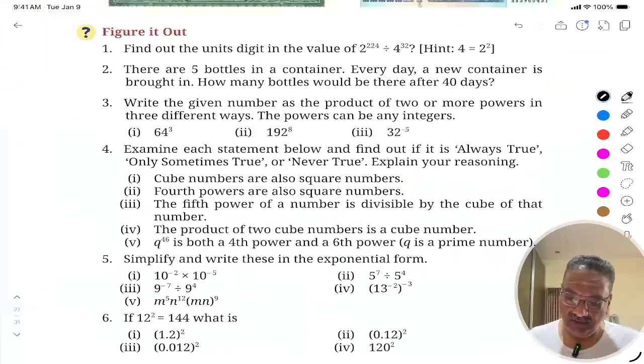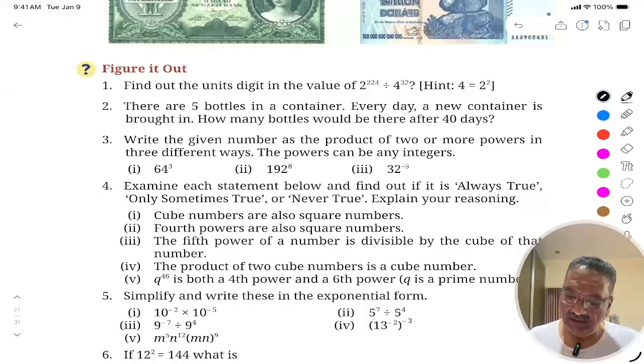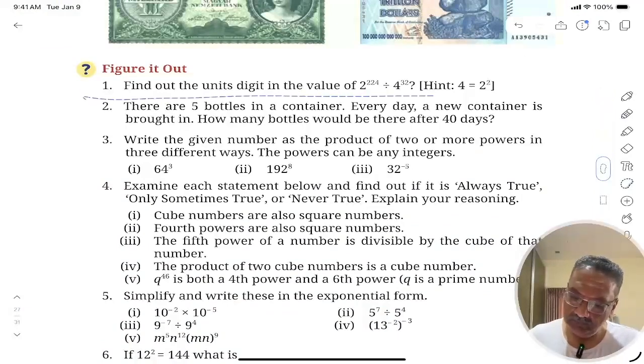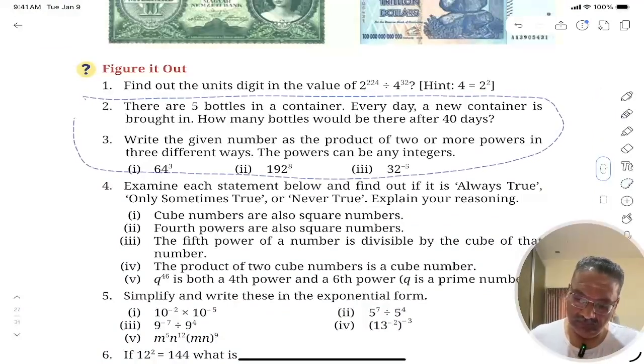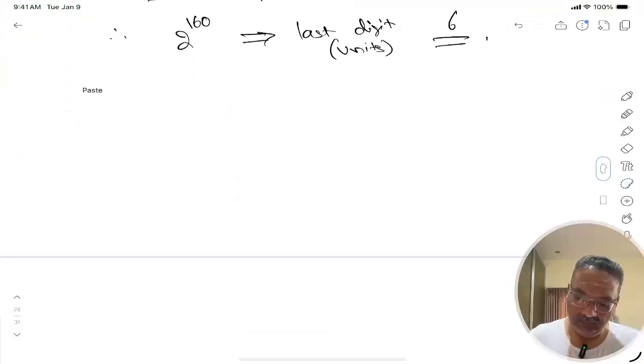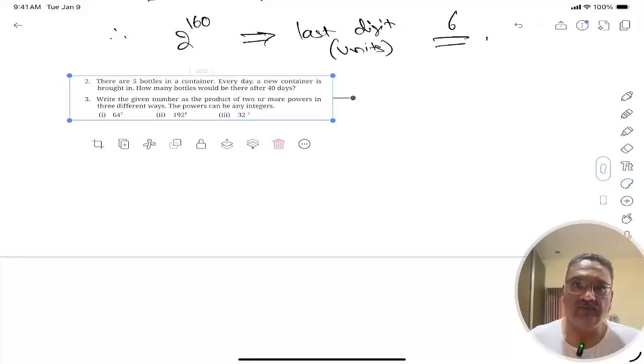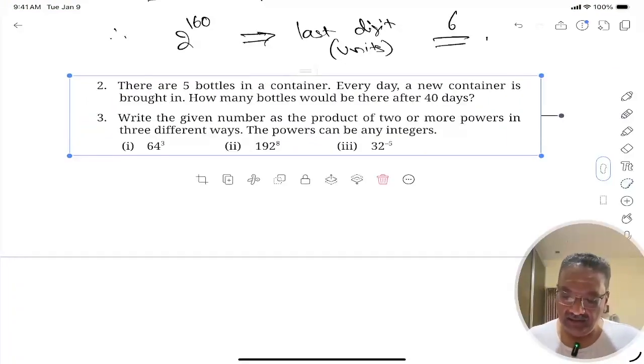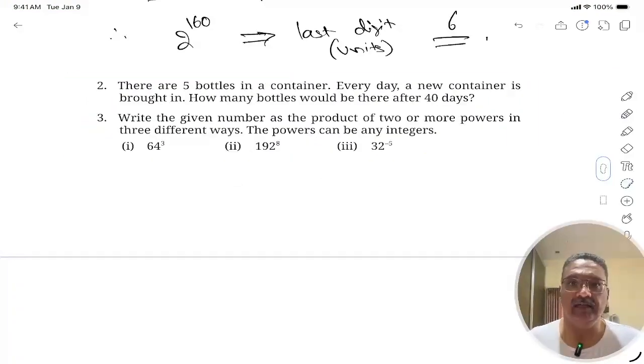Okay, next question. There are 5 bottles in a container. Every day a new container is brought in.